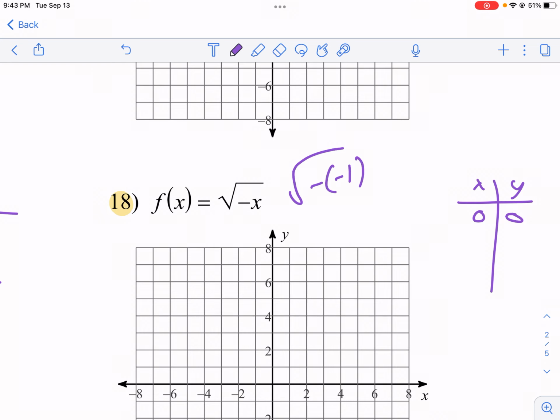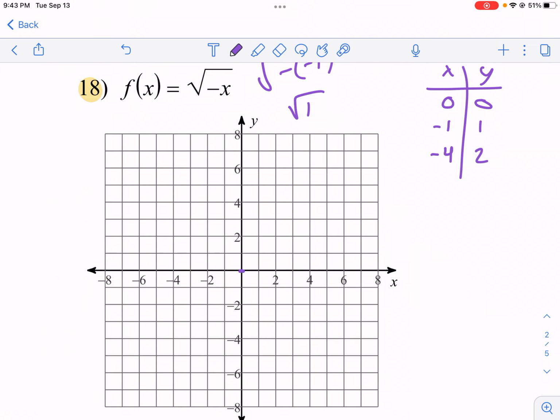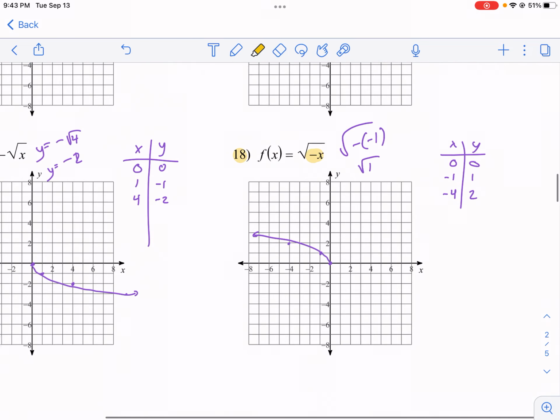So if I can plug in -1, because negative, that becomes square root of +1. So I can plug in -1 for x, and then it becomes 1. I can plug in -4 for x, and then it becomes 2, and so far, I think you see the pattern. So 0, -1, 1, -4, 2, okay, and you can see that it's just flipped over the y-axis this time, because the negative's on the inside.